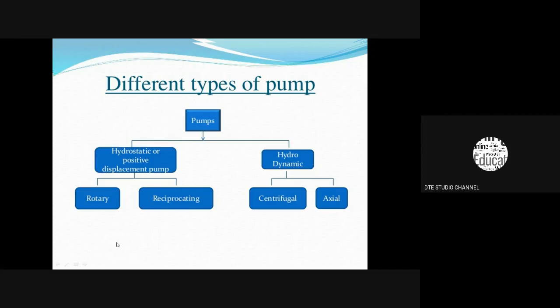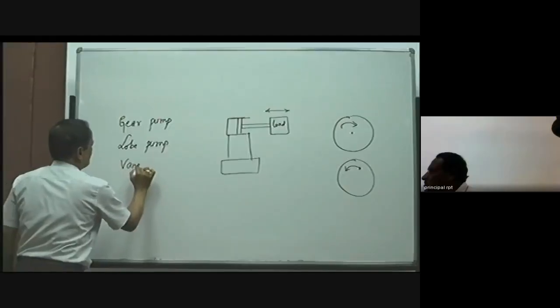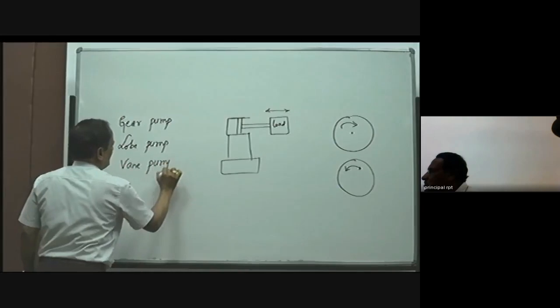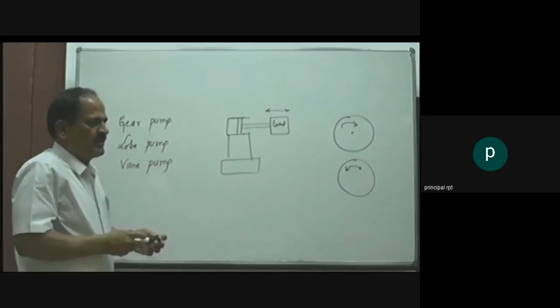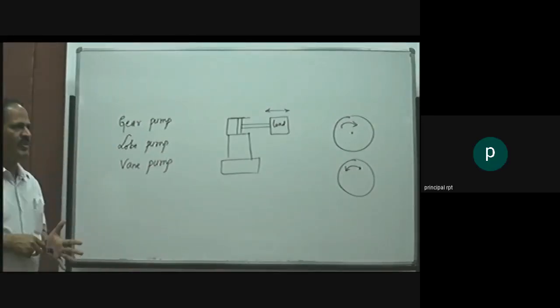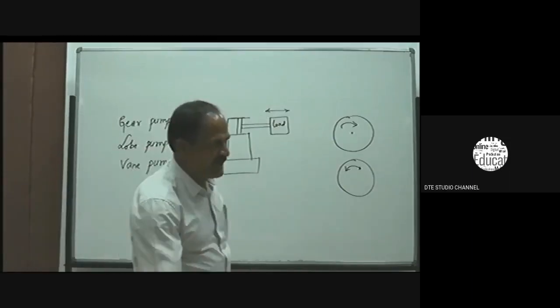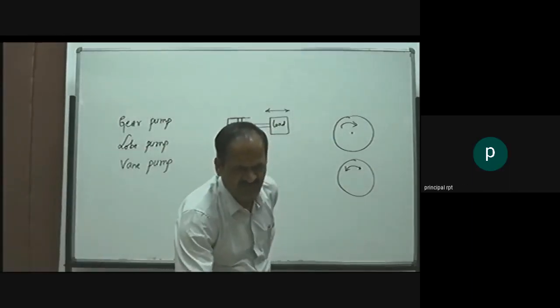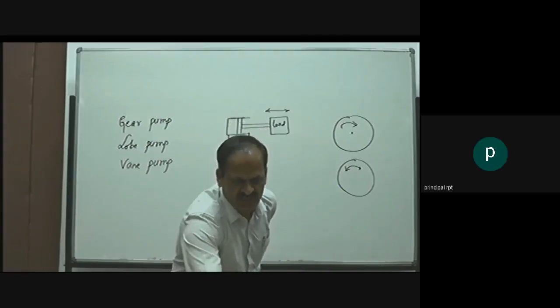Rotary pumps, example, gear pump and vane pump. Depending upon the construction, they are classified into gear pump and vane pump. In the case of gear pump, it is a rotary positive displacement pump.